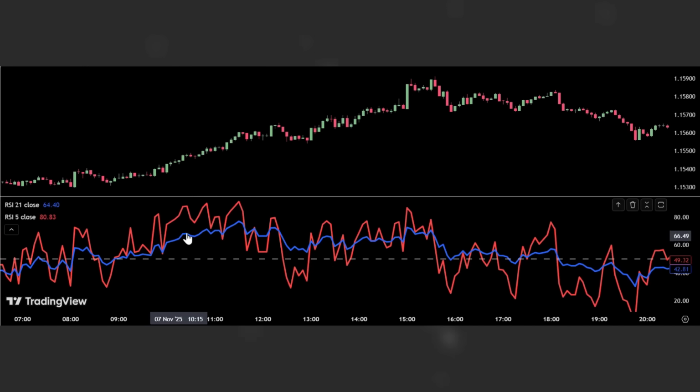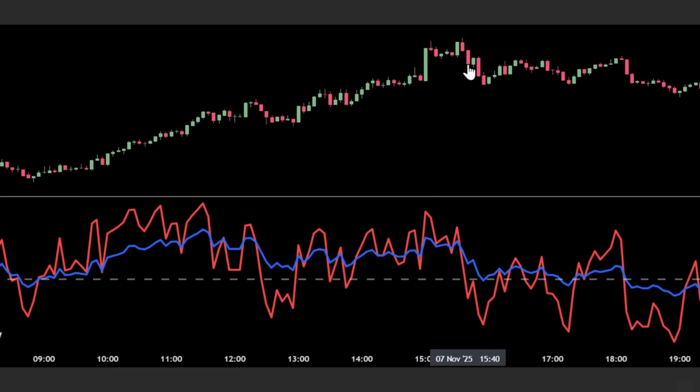First, make sure the blue RSI is above the center line, indicating that the market is in an uptrend. Then watch the red RSI. When it moves below the center line and then crosses back above the blue RSI, it signals that a pullback is ending and the trend is continuing. Once this happens, the signal is confirmed and you can enter a long trade at the open of the next candle.